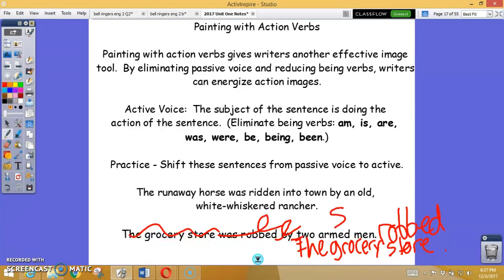One final point I'll make. Always kind of pay attention. Another red flag. Again, I told you pay attention to the red flag of the being verbs, but also pay attention to the red flag of prepositions being used like this. By an old white whiskered rancher. Anytime you have a prepositional phrase kind of tacked onto the end like that, especially if it follows a being verb like this, very, very strong chance that it's passive voice. Extremely strong chance that it's passive voice.